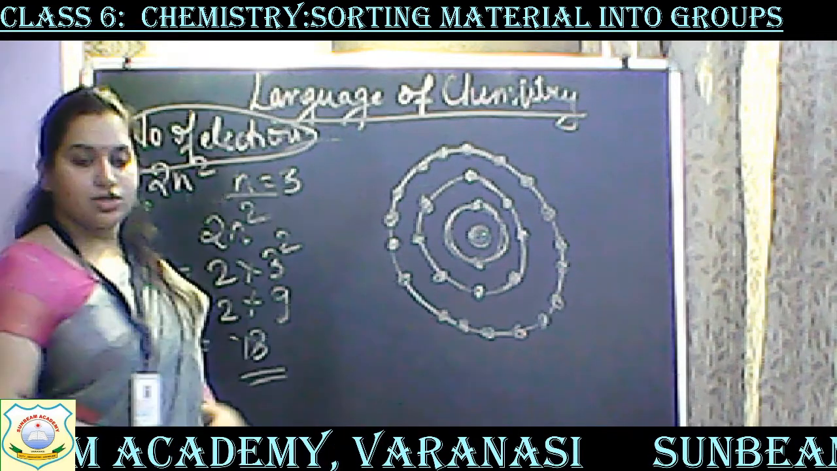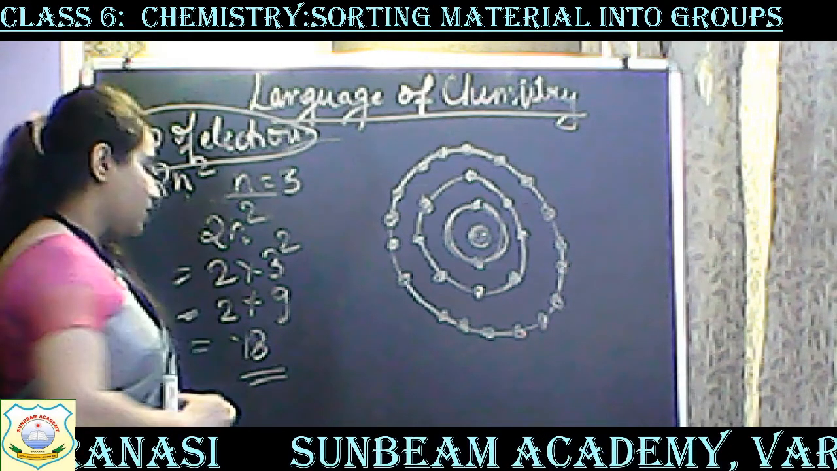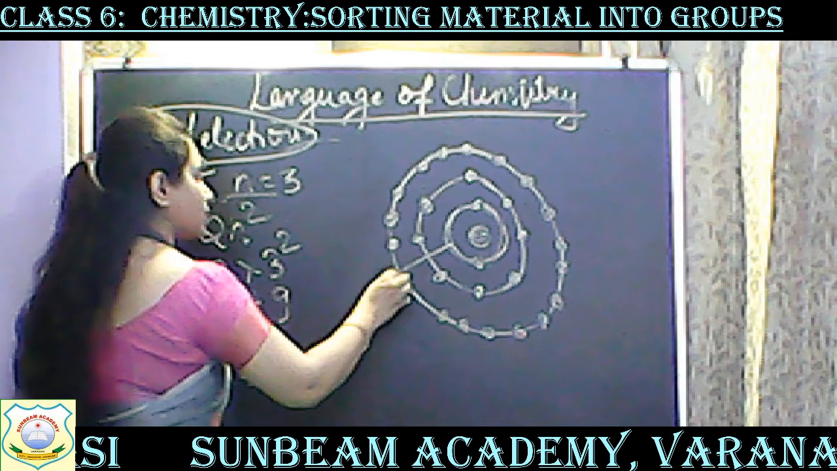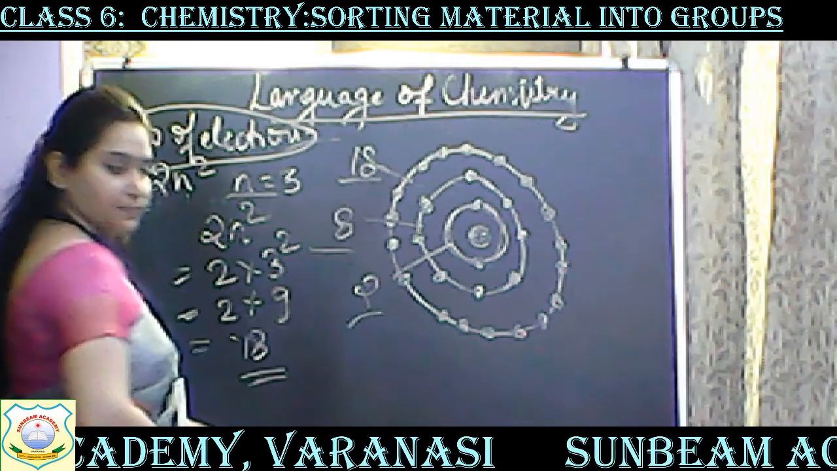Fine. So in the outer shell, that is the third shell, we can have a maximum of 18 electrons. So I hope it is clear. So we have here 2 electrons, we have 8, and here we have 18, and so on.